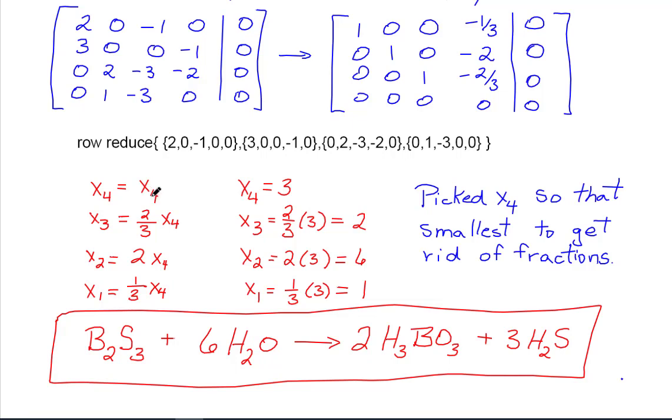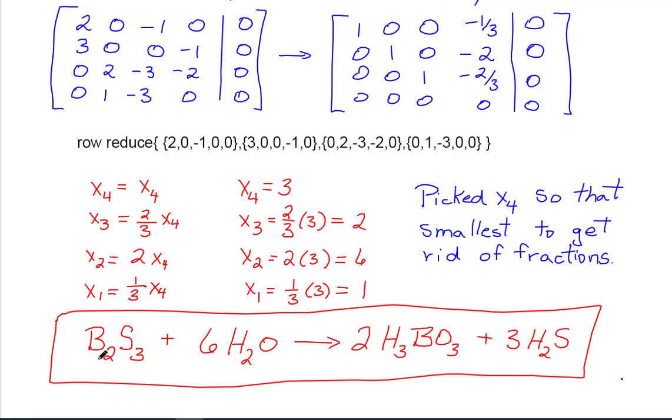But since I'm trying to balance an equation, I'd like to pick a value for X4 that's going to make all the fractions go away. And I might as well pick the smallest one that works as well. So if X4 is 3, then these 3's cancel and X3 is 2. 2 times 3 is 6 and 1/3 times 3 is 1. And so we do get a balance on our equation.